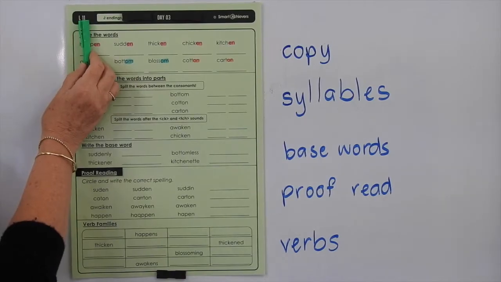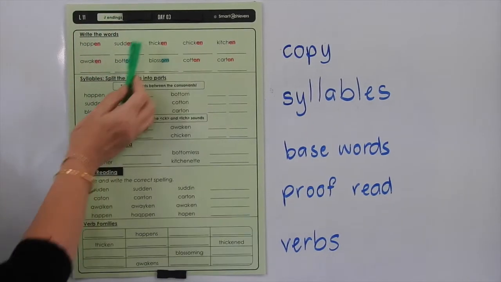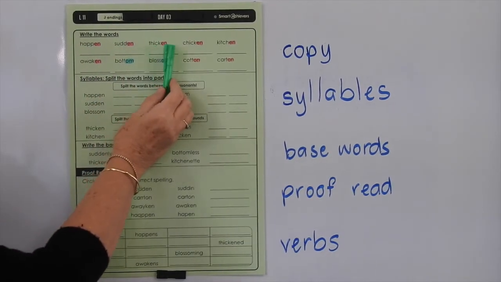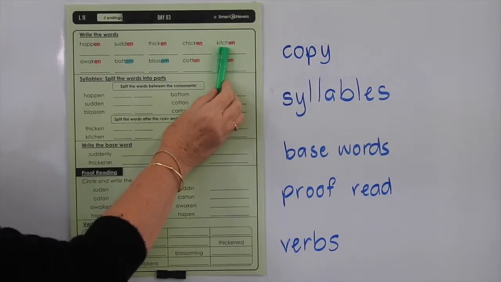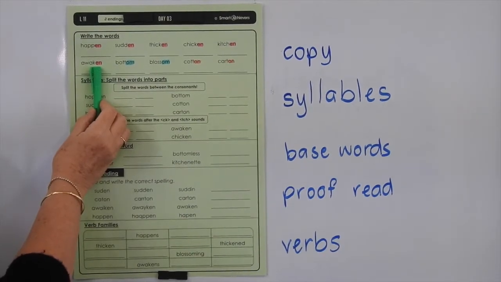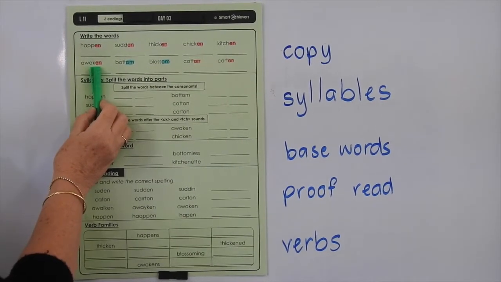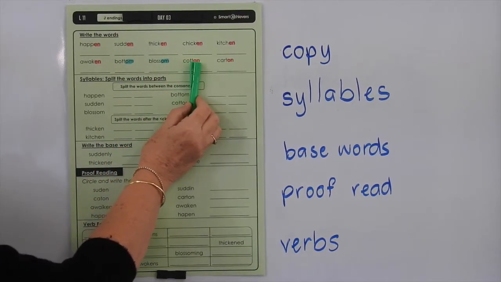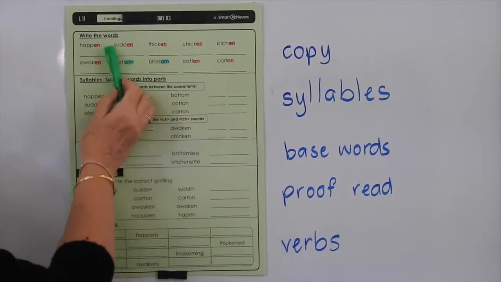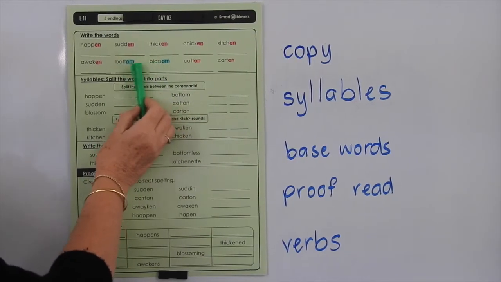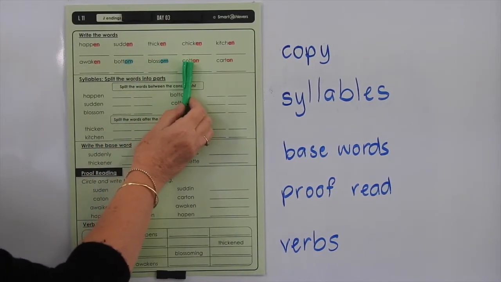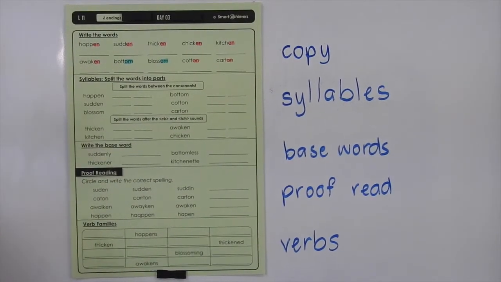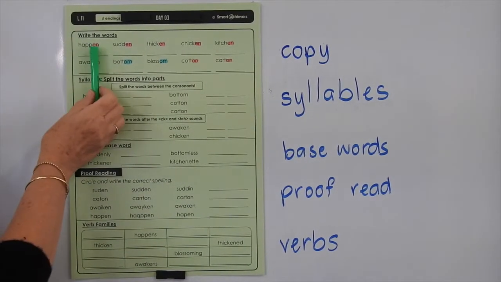Level L, list 11, and we're doing the day 3 page. Our words are happen, sudden, thicken, chicken, kitchen, awaken. So we've got that schwa ending. So we should say bottom, blossom, cotton and carton, but we tend to give it a schwa ending as well. So we go bottom, blossom, cotton, carton. If you're finding them hard to spell, you may need to say and pronounce that ending as it should be.